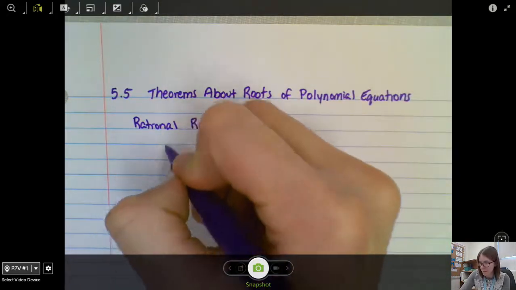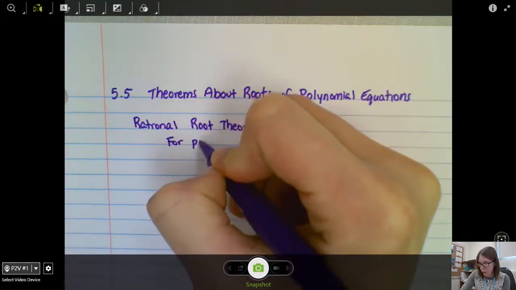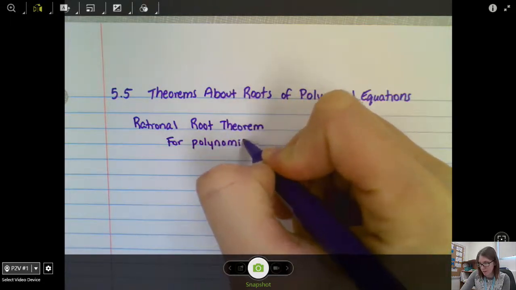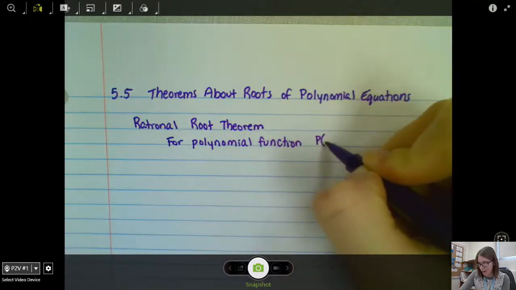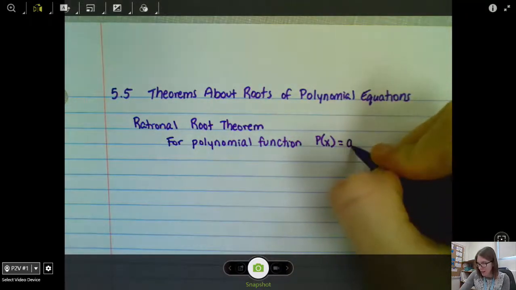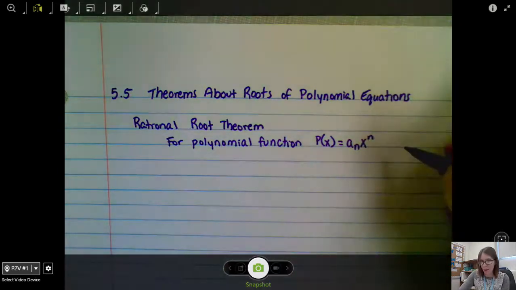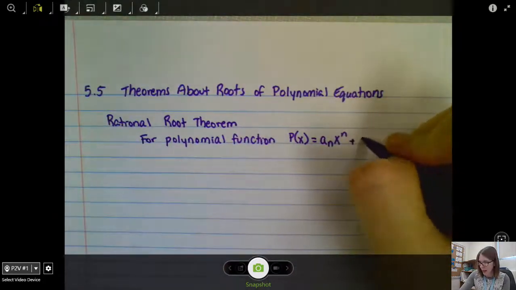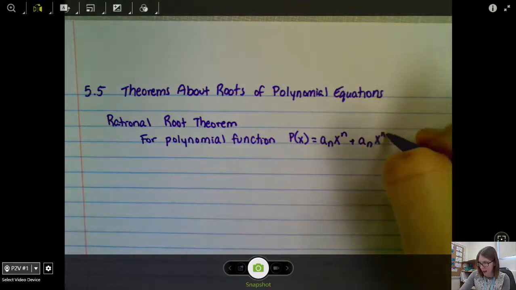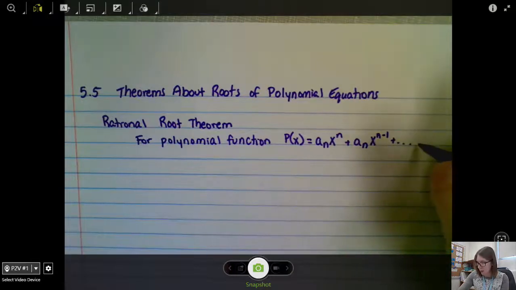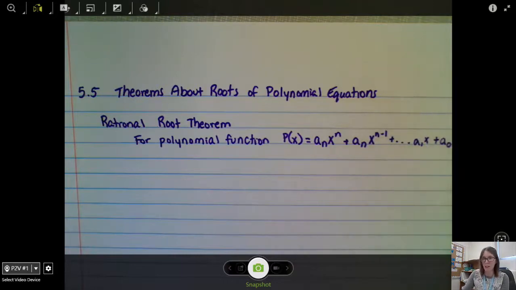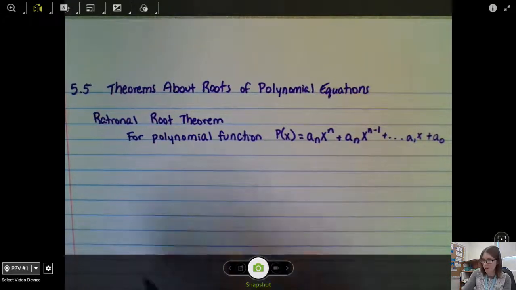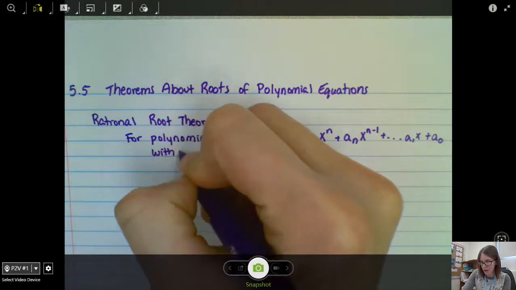Okay, here's what it says. For a polynomial function, p of x equals a sub n x to the n power plus a sub n minus 1 x to the n minus 1 plus our next power, and it keeps going until we have a sub 1 x plus a sub 0, with integer coefficients.